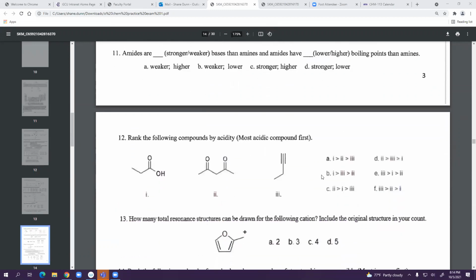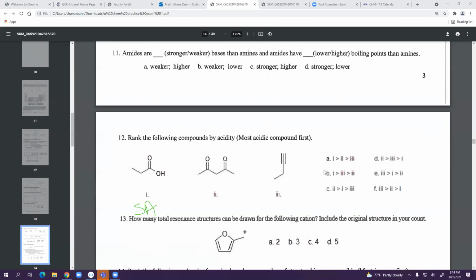Cool. Number 12, rank the following compounds by acidity. So, what is the first molecule? What functional group is that? Aldehyde. Oh, you're correct. Say it out loud. Carboxylic acid. What's the last word mean? It's an acid. Hint, hint, wink, wink. So it's probably a strong acid, right? Good. So that's going to be most likely your stronger acid right here, carboxylic acid.